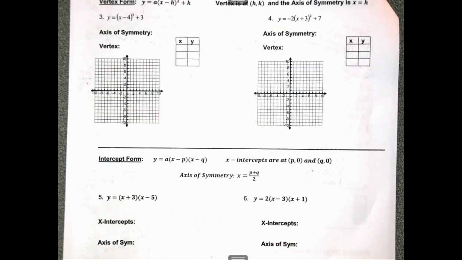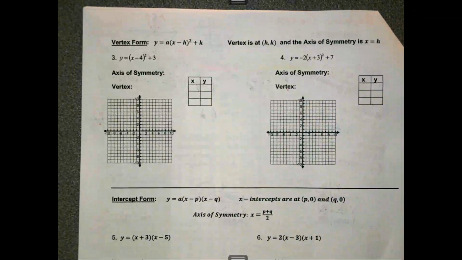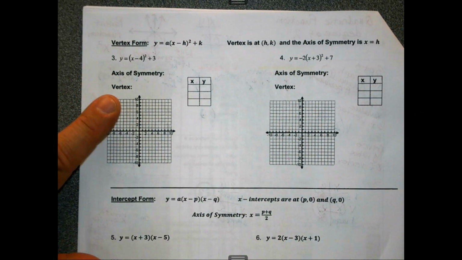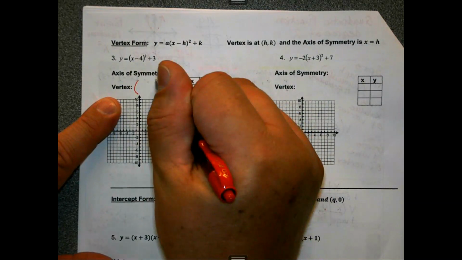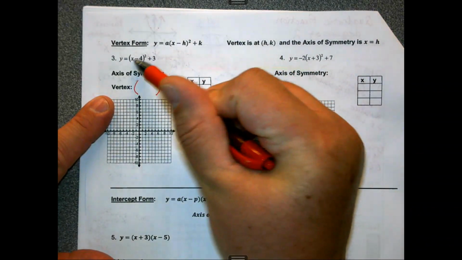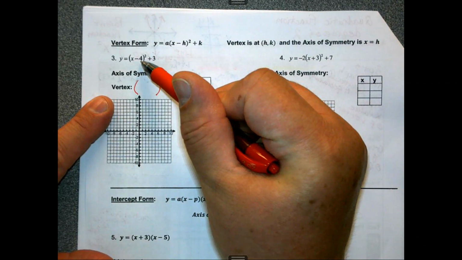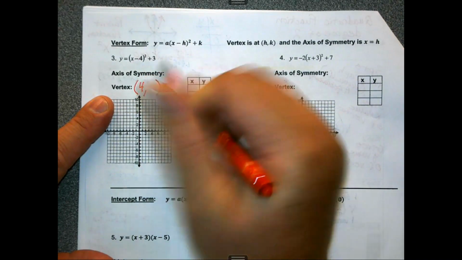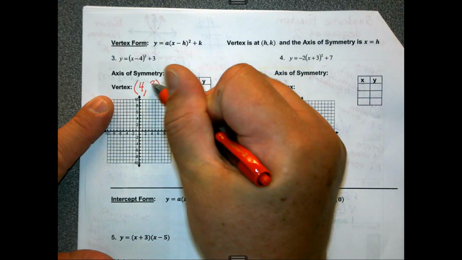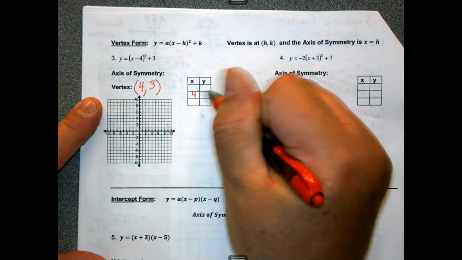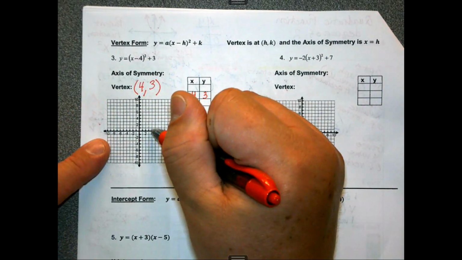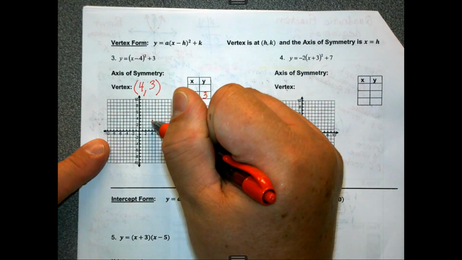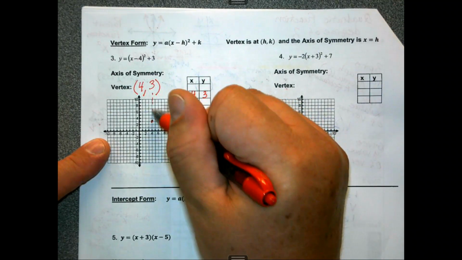Let's do vertex form. Okay, let's do vertex form, because we're so familiar with this from the last section, right? Vertex is really easy. It's h, k. So I have x minus 4. So my h is positive 4 because it's opposite the sign. My k is the same sign, so it's positive 3. Here's my vertex, 4, 3. That means I have an axis of symmetry here.